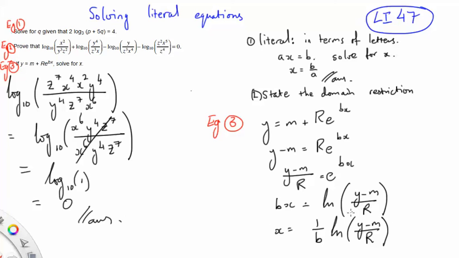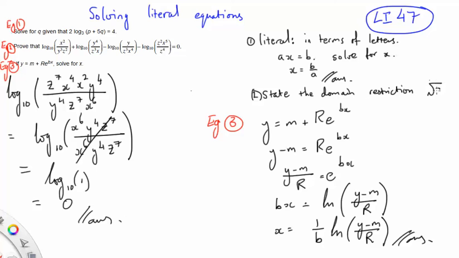Okay, that's all well and good. We've solved for x there. And you can see it's 1 on b, natural log of y minus m on r. That's our answer.